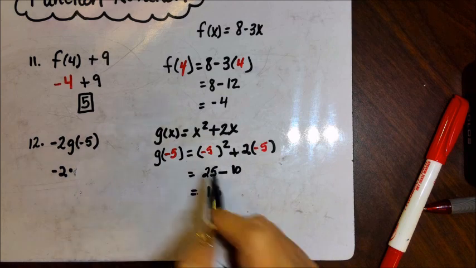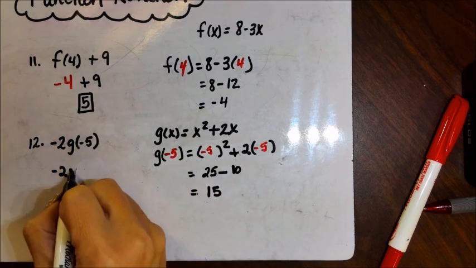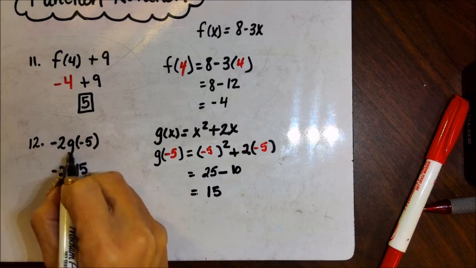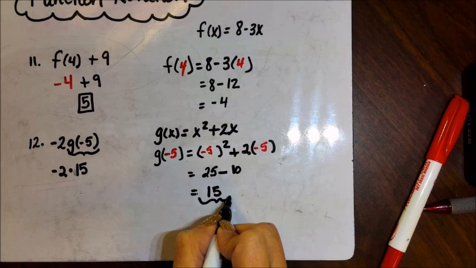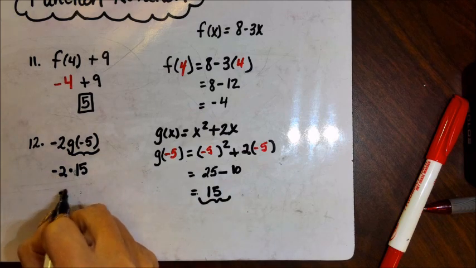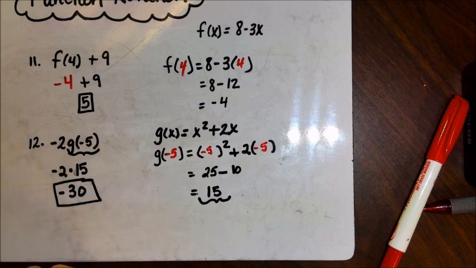Oh, errors happen. Okay, so 15. So g of negative 5 is 15. So let me come over here and put times 15. I'm going to replace this right here with this right here. Negative 2 times 15 is negative 30. And there's my answer.